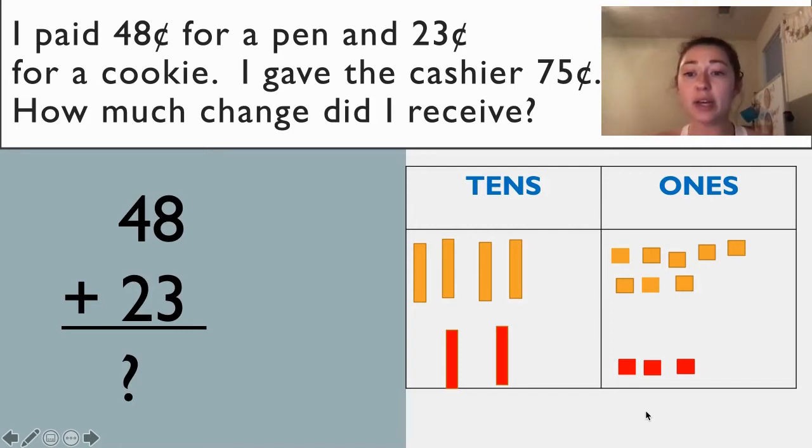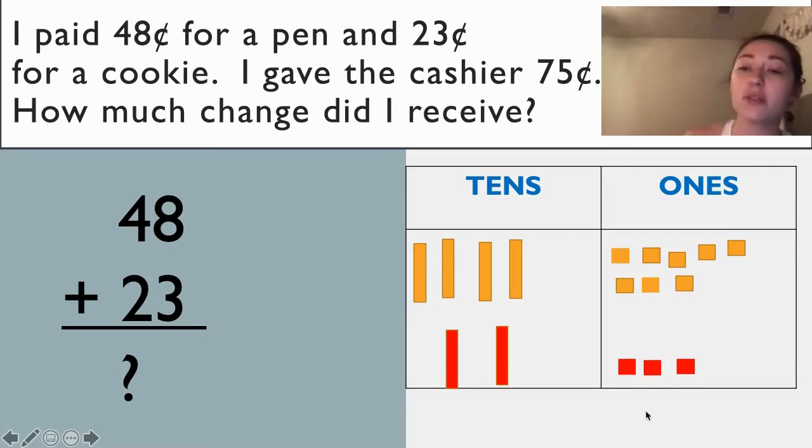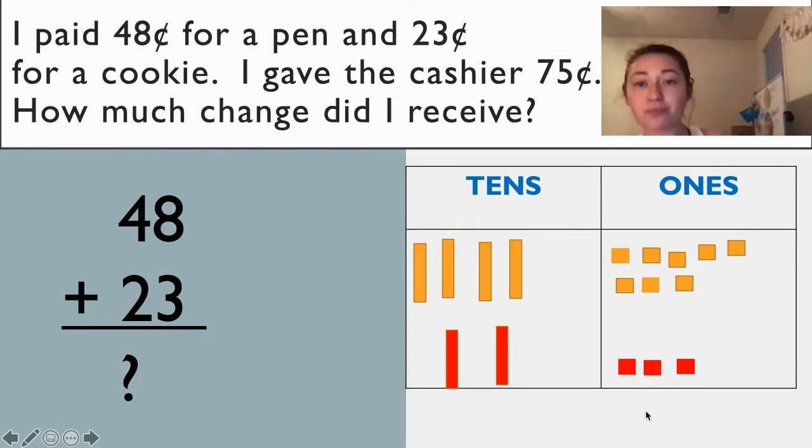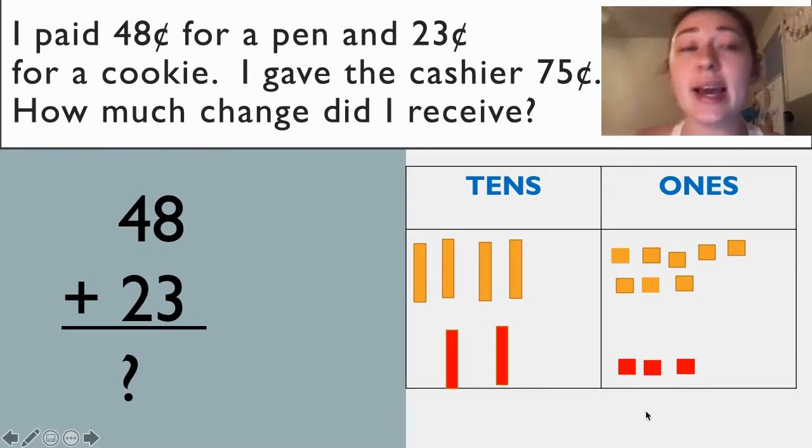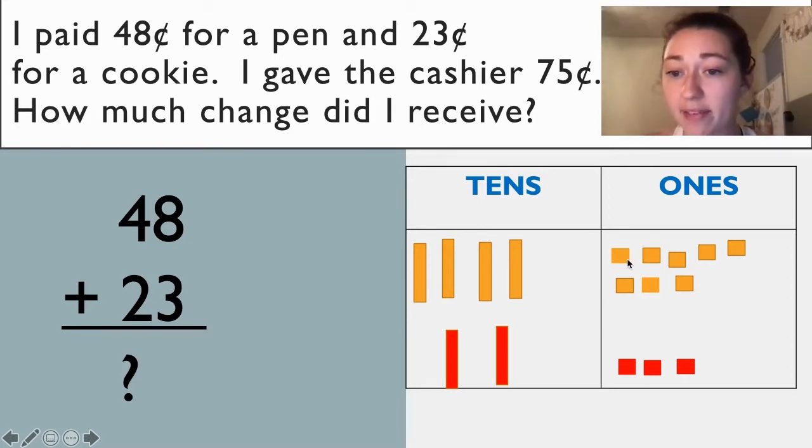Okay, so here we have 48 in the orange, and then we have 23 in the red. All right, with your base 10 blocks. So what you're going to do is add these up, okay? You're going to add them up to see how much your pen and cookie cost together. So how many ones do you have all together? Count them with me. 1, 2, 3, 4, 5, 6, 7, 8, 9, 10, 11. There are 11 ones there.